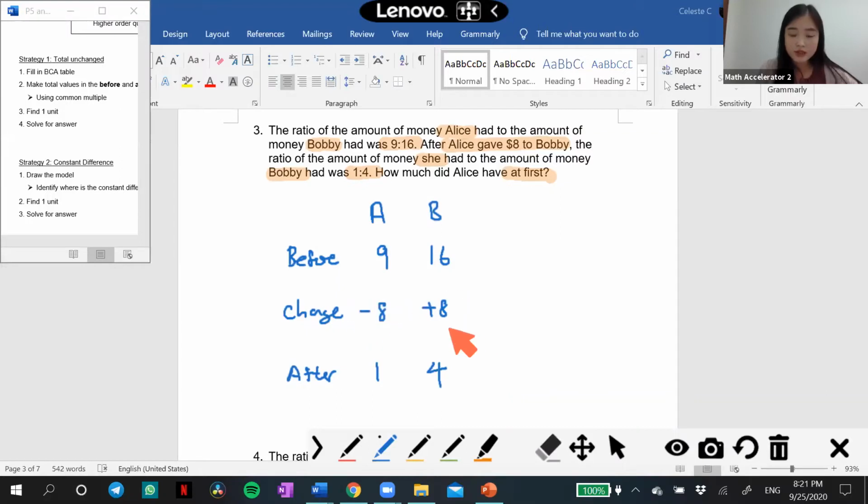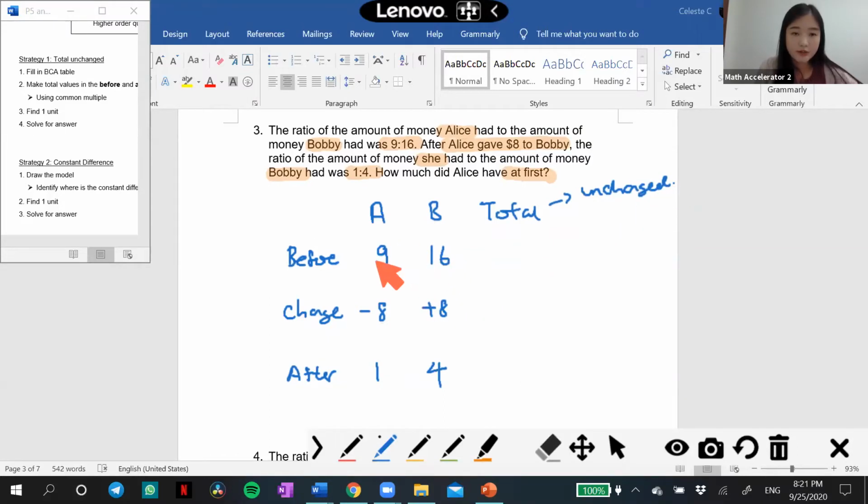Right, so look at the change again. You minus 8 and then you plus 8. That means your total doesn't change. You're adding and subtracting the same number here. So total unchanged.